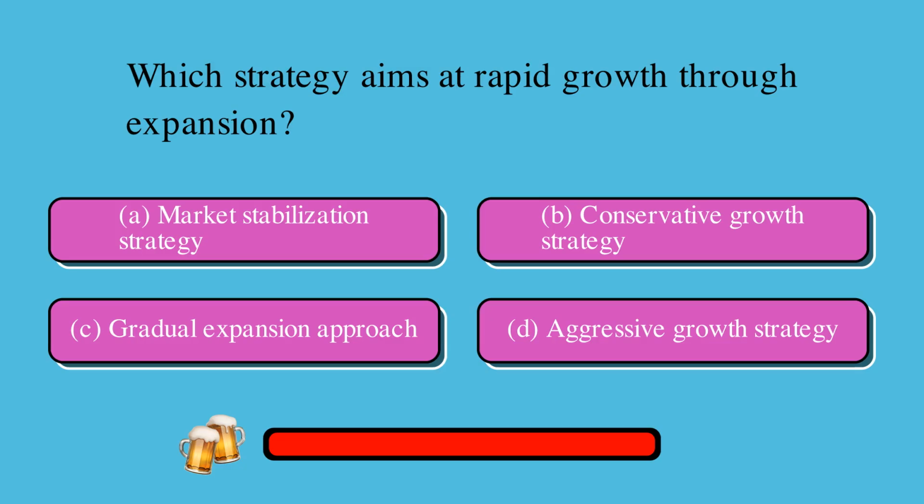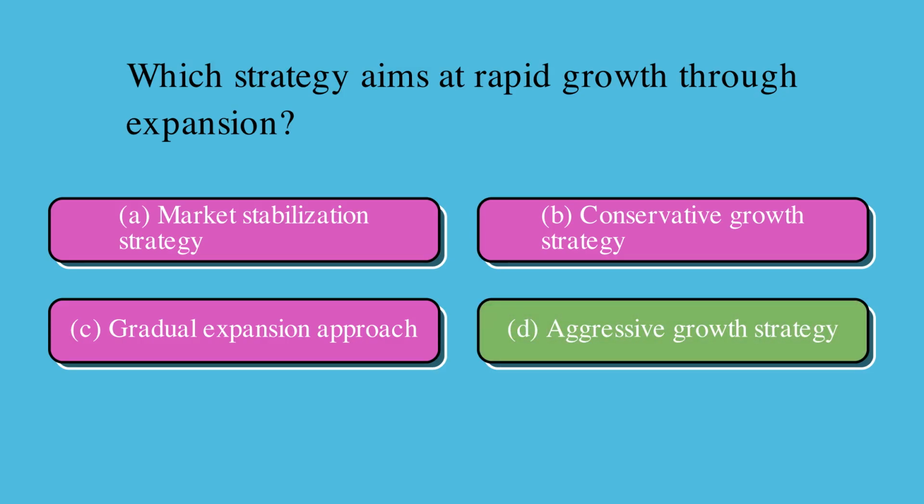Which strategy aims at rapid growth through expansion? Is it A, market stabilization strategy, B, conservative growth strategy, C, gradual expansion approach, or D, aggressive growth strategy? The correct answer is D, aggressive growth strategy.